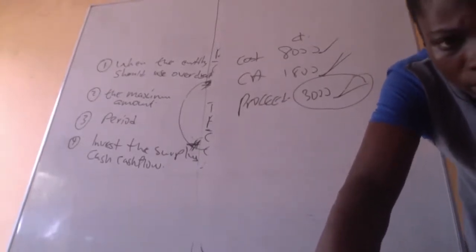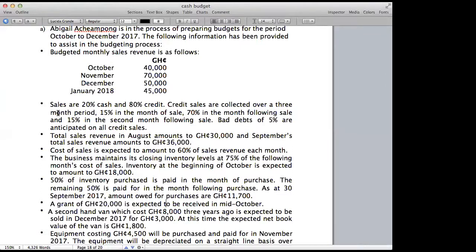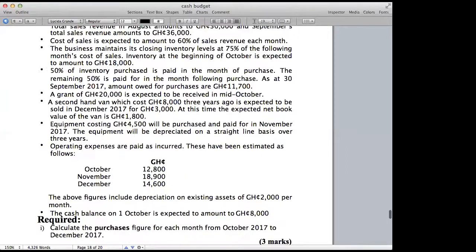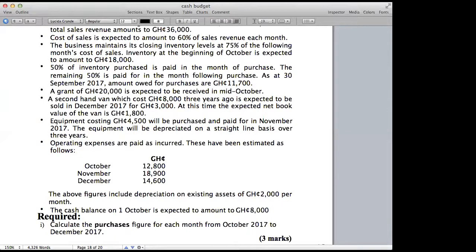Now let's move on to the next note. The next note says that equipment costing 4,500 will be purchased and paid for in November 2017. The equipment will be depreciated on straight line basis over 3 years.